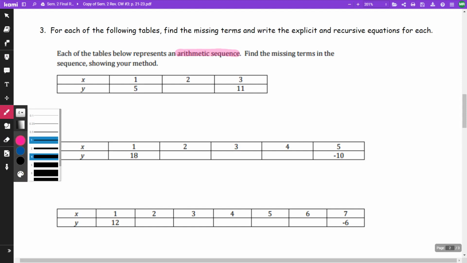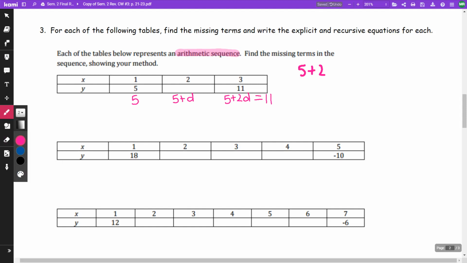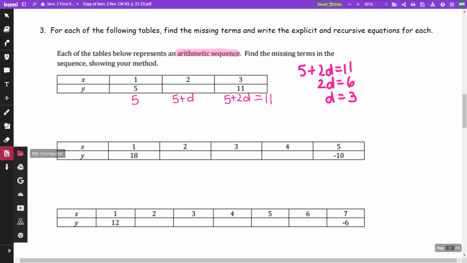I am starting with 5. I'm adding something to 5. I'm adding that something twice to get to an 11. So in this case, if I was to solve 5 plus 2d is equal to 11, I am going to get 2d is equal to 6. So d is equal to 3. So that means I'm adding 3 each time. So if I'm adding 3, that means this is going to be an 8.